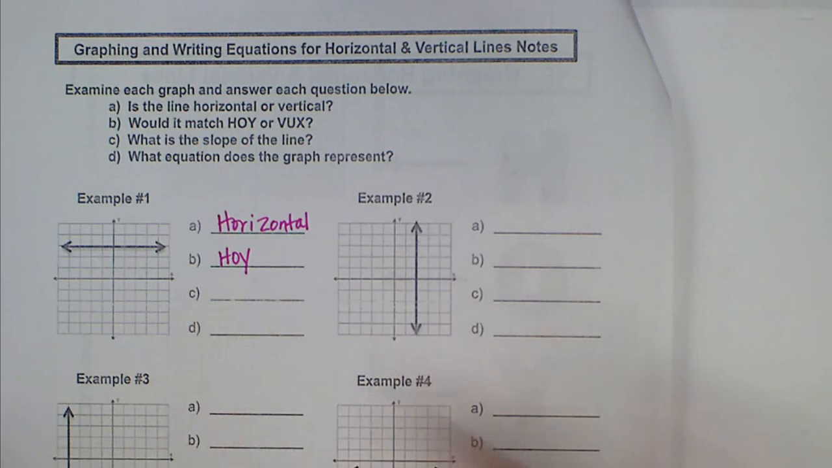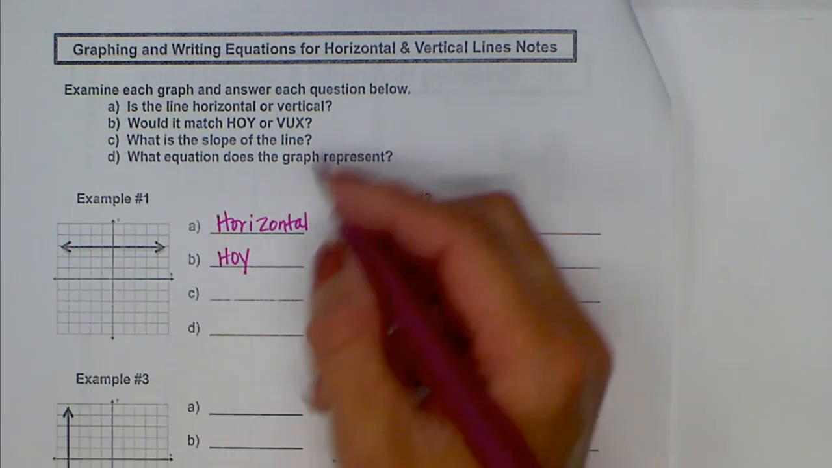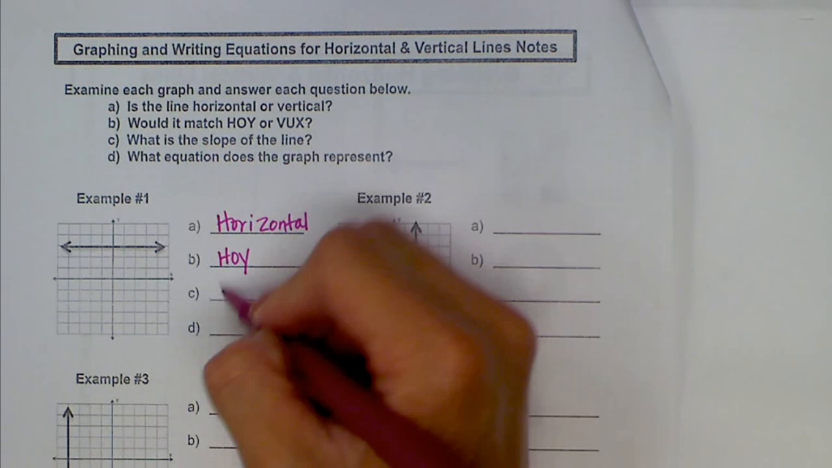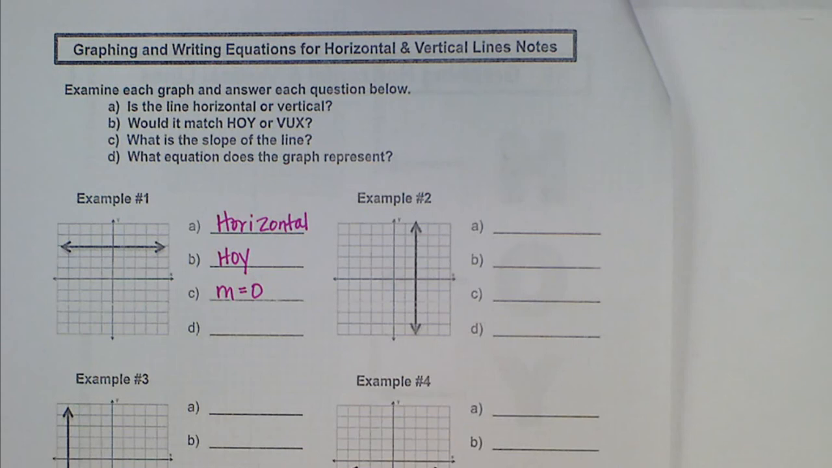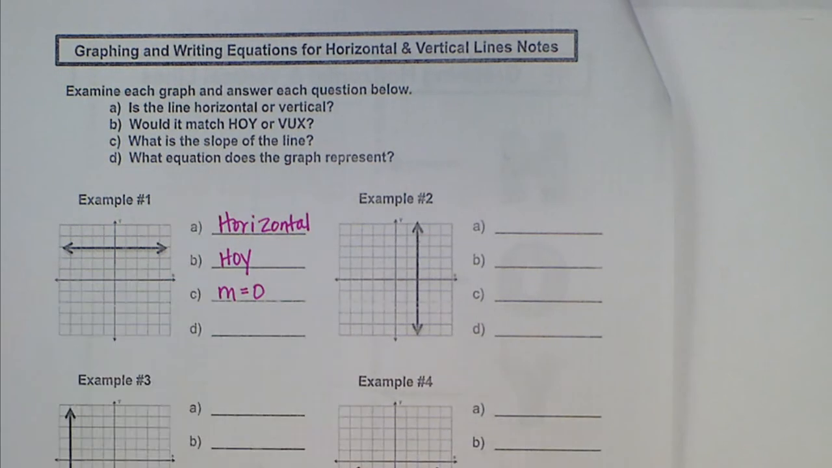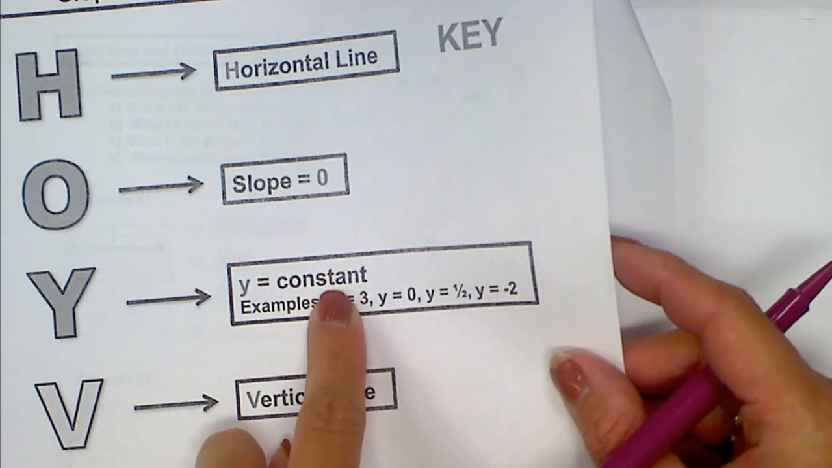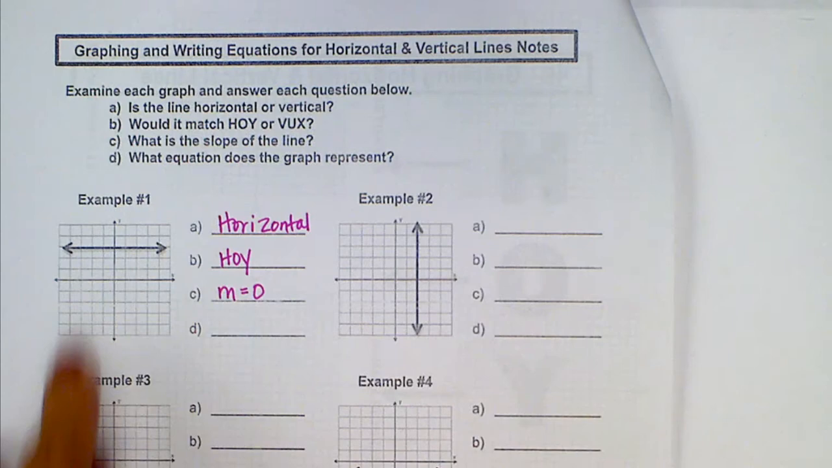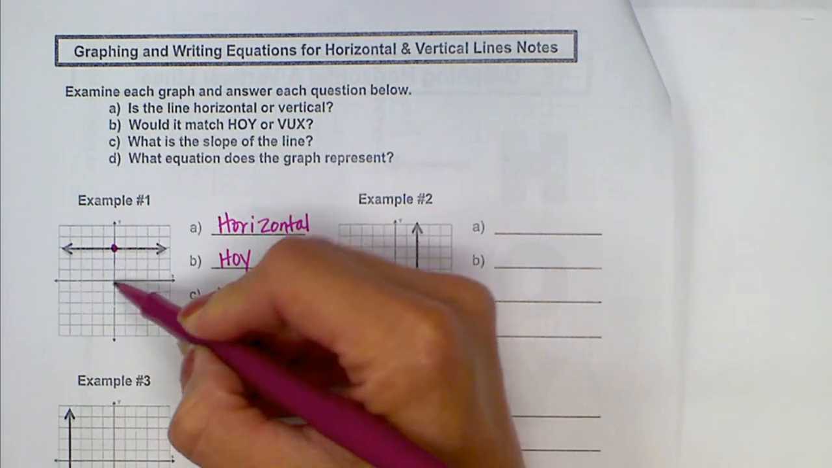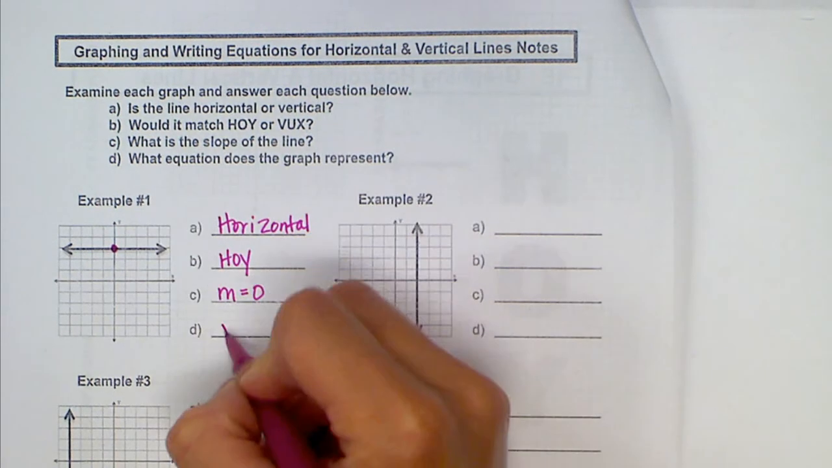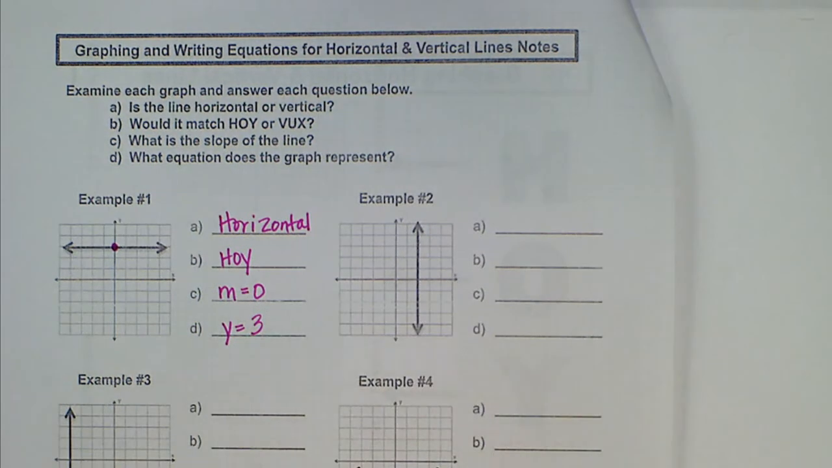So what is the slope of the line? That is the O, so slope is 0. Now you can just write 0 or you can write m equals 0. And then we need to write our equation. Now remember, with HOI, it should be y equals and then a constant number. And this is the number where your graph goes through the y-axis. So that's at 1, 2, 3. So I would write y equals 3. So you are now finished with example number 1.